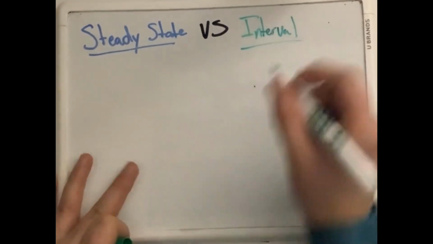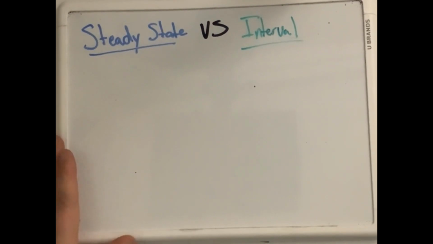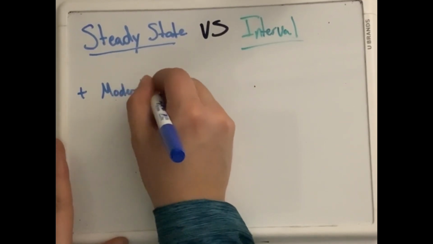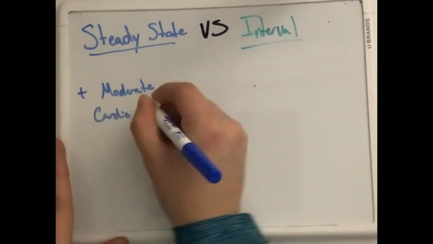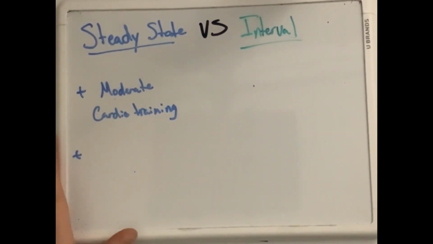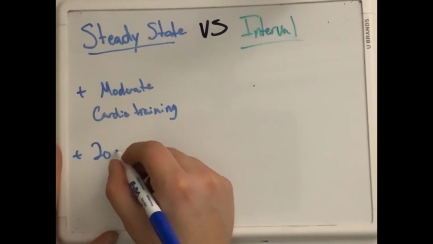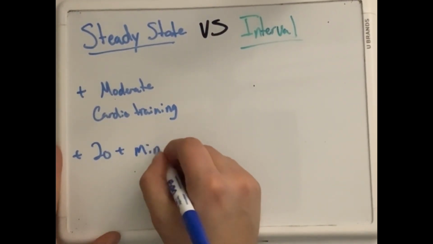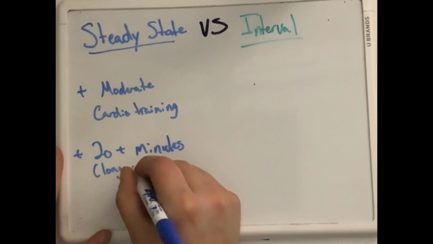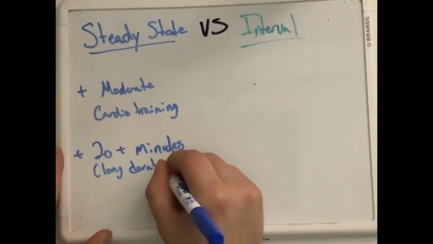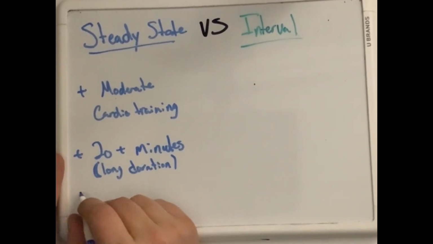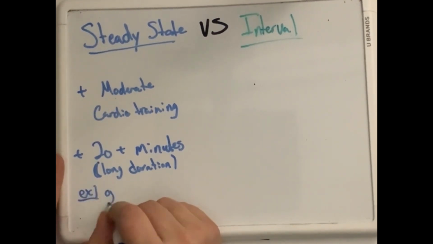Steady state training is longer duration, so it's moderate cardiovascular activities such as running or biking or walking, and that has to be for 20 or more minutes, so 20 plus minutes. So if you do an activity for 20 minutes, it's considered steady state training. That would be a cardiovascular training exercise, so it's a longer duration. Like I said, that would be like going for a walk for 30 minutes or going for a hike, things like that. That's a cardiovascular endurance exercise for more than 30 minutes at a moderate training level.